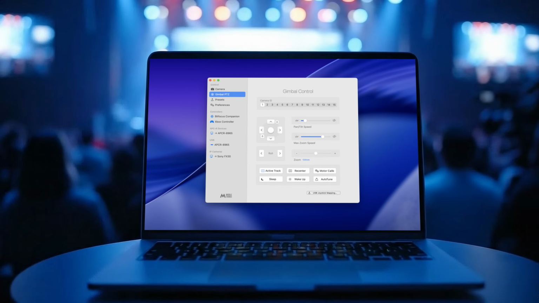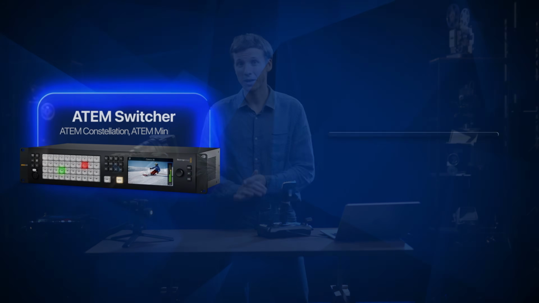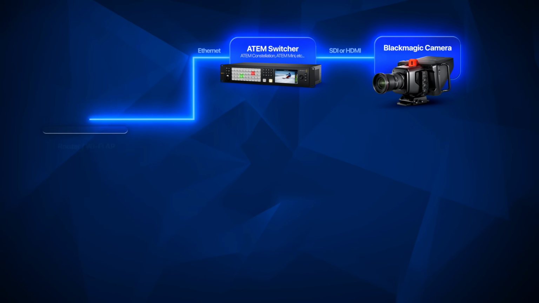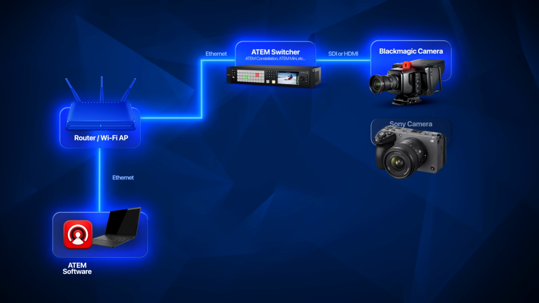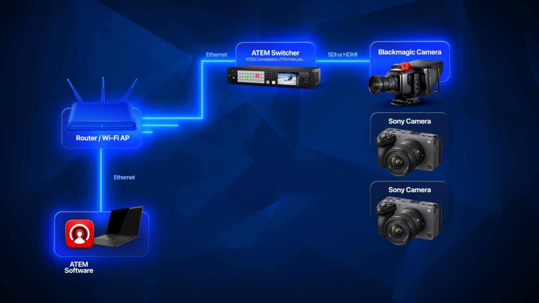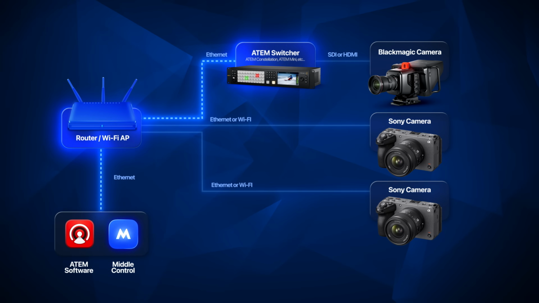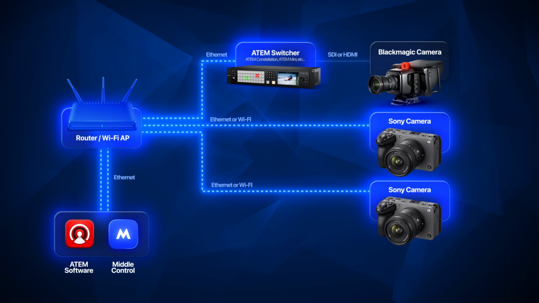We've made it possible through our Middle Control app, version 3 and above, which allows remote control of cameras and gimbals for live production. If you've worked with Blackmagic cameras before, you know the ATEM controls them directly via SDI or HDMI. You can control the cameras using ATEM software or the ATEM camera control panel. Now, if we want to control Sony cameras, we just have to put them on the same IP network as the ATEM and the computer. The Middle Control app acts as the bridge. It reads ATEM camera control commands on one side, in the ATEM, and then it converts them into a format Sony cameras can understand and sends them over the network this way.